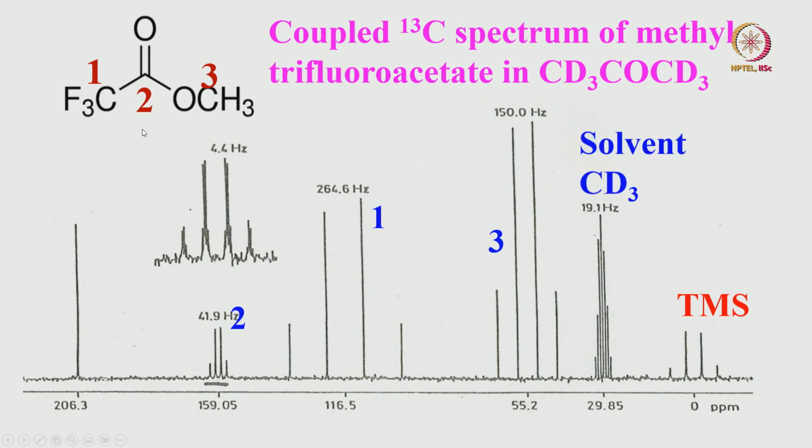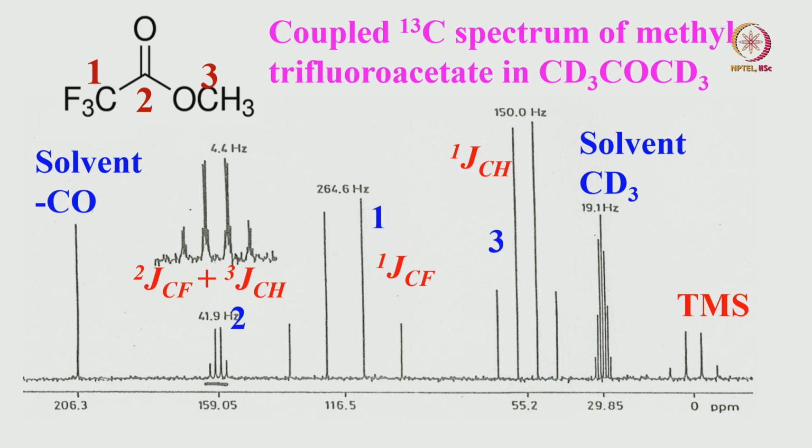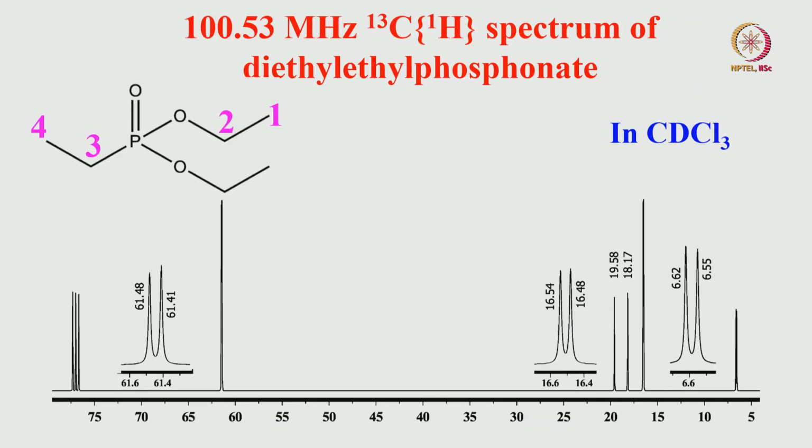Of course, this is TMS, this is solvent. What is this last peak left over? This is solvent carbon CO, which is not split because of any other reason. Okay, that is a solvent carbon. And very clearly we could assign all the peaks here in a simple molecule, and we could get both homonuclear coupling, both heteronuclear coupling, carbon proton and carbon fluorine here. This 1JCF, this is 1JCH, this is 2JCF plus 3JCH is there, this is 1JCD, TMS and this.